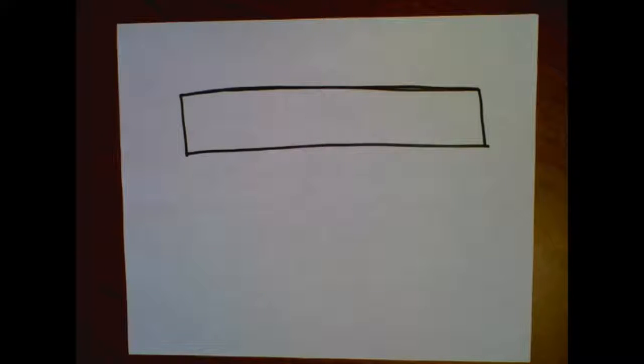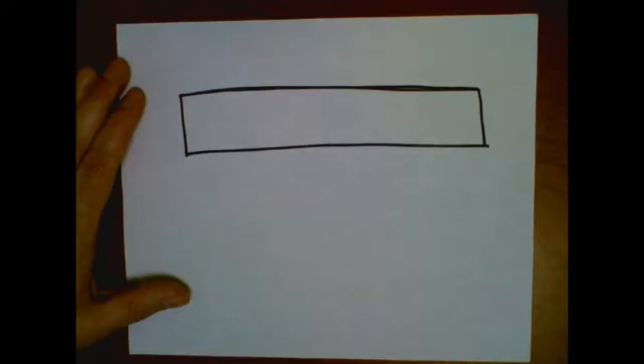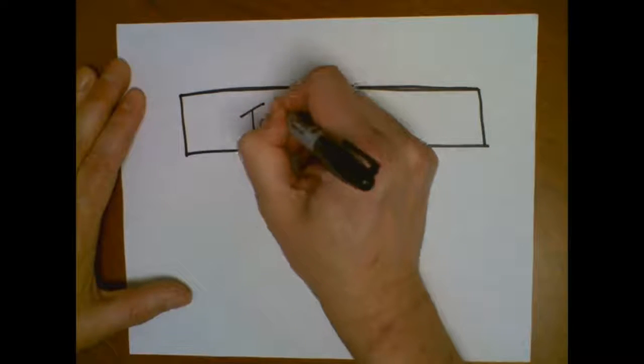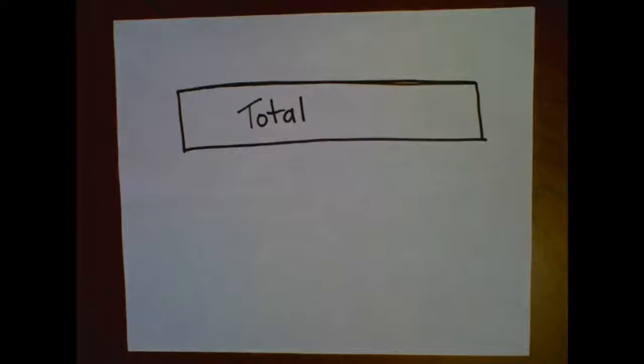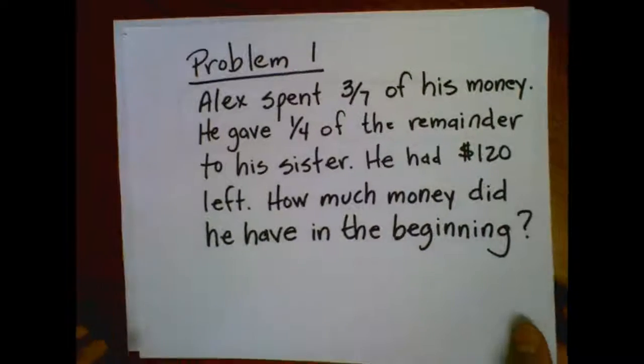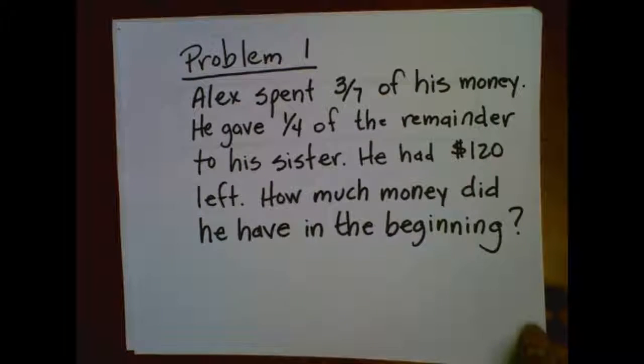And to begin with, we're going to start with this bar that takes up most of the page, and this is going to represent our total. Okay, and that's important because that's the relationship in this case that we want to find out, and that's really going to be the base relationship most every time that you use a bar model. So what do we know about the relationship of what information we're given to the total, which in this case we're not given? And the first thing that the problem tells us is that Alex spent 3/7 of his money.